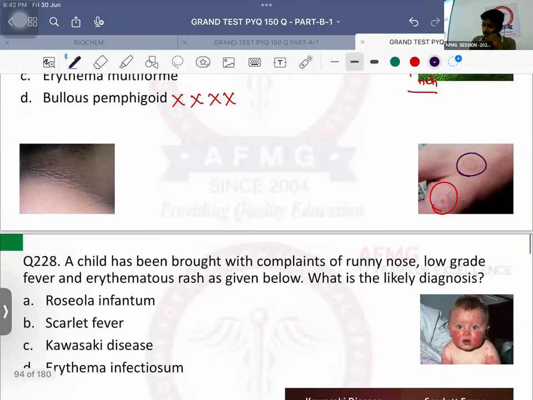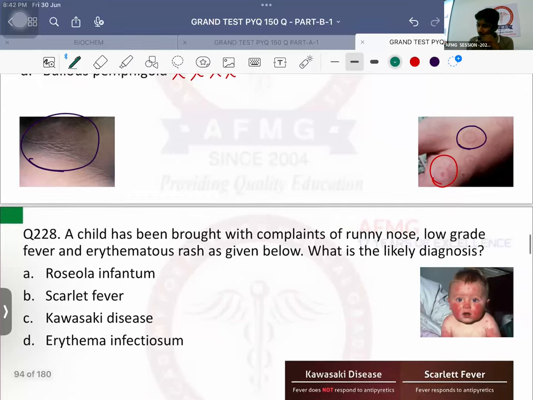So acanthosis nigricans, as you can see over here. It is a blackish, velvety appearance of skin seen in the nape of the neck or mainly in the axilla. It is a marker of obesity. It is a marker of metabolic syndrome. It is a marker of insulin resistance. It is seen in PCOD. And it is also a marker of malignancy. Okay? Question number 228.